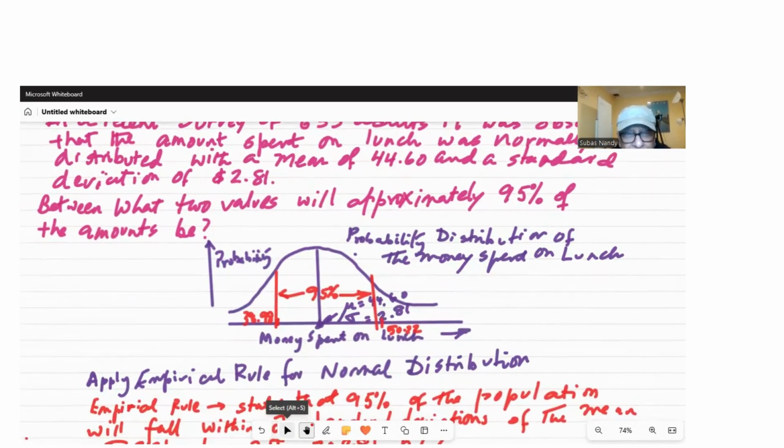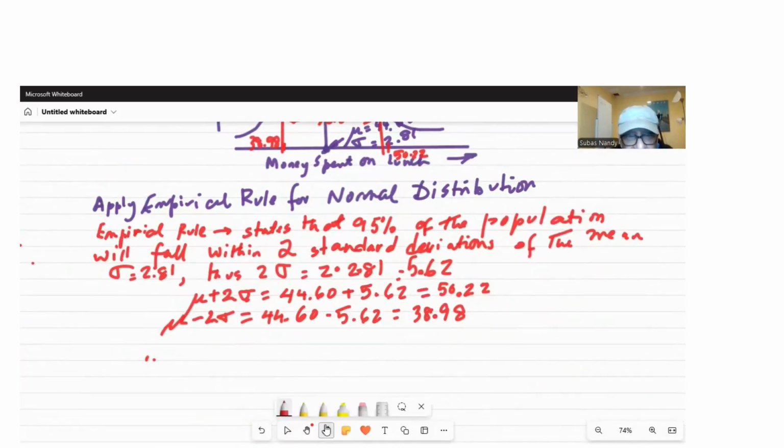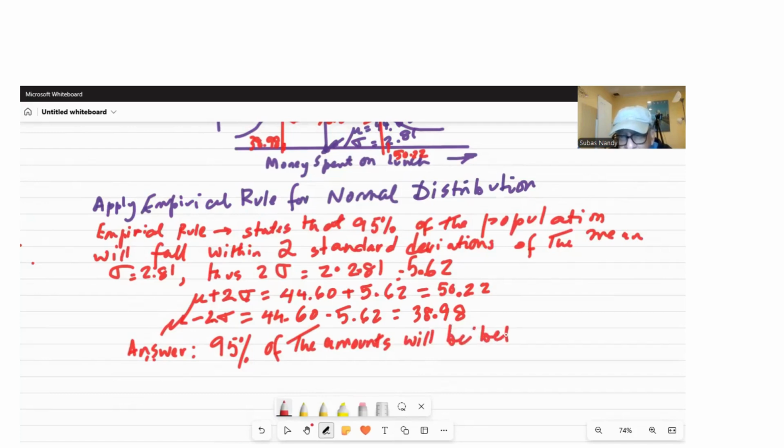So the answer to the question, remember, the question was: between what two values will approximately 95% of the amounts be? The answer is 95% of the amounts will be between 38.98 and 50.22.